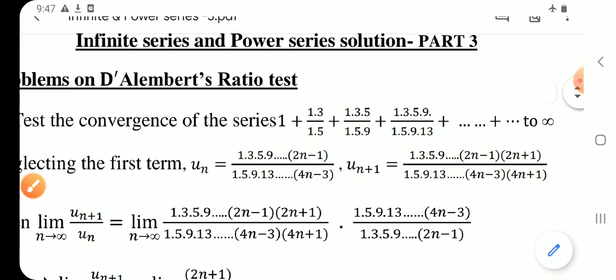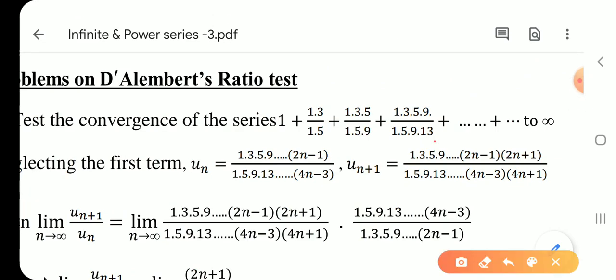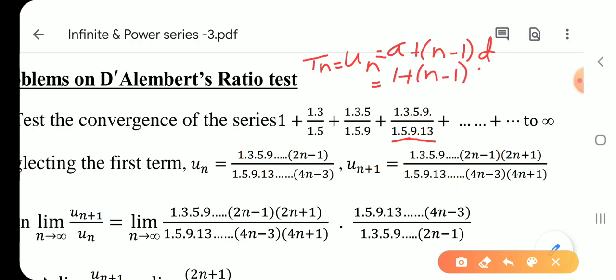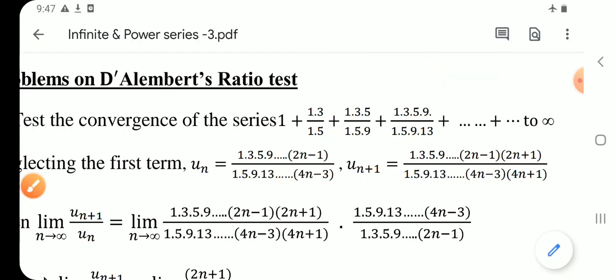Similarly, if you see the denominator, the common difference, 13 minus 9 is 4, 9 minus 5 is 4, 5 minus 1 is 4. Common difference is 4. Again if you apply the formula, instead of Tn I am taking un. Un is equal to a plus n minus 1 into d. The first term is 1, n minus 1 into d, d is 4. If you simplify this, you will get 1 into 5 into 9 into 13, it goes up to 4n minus 3. So once we find un, our aim is to find un plus 1.